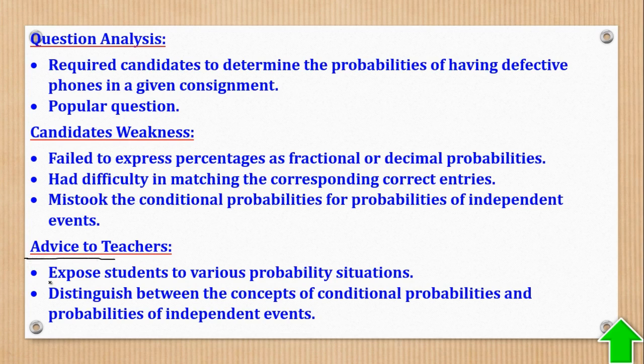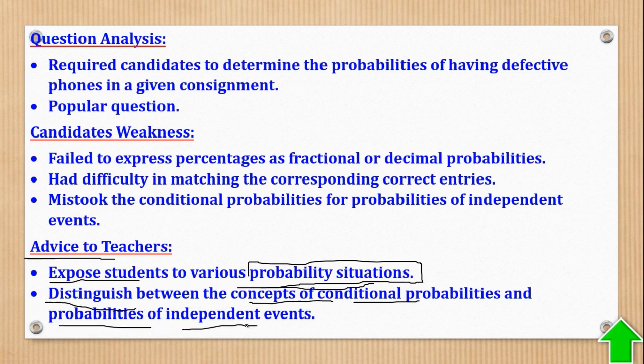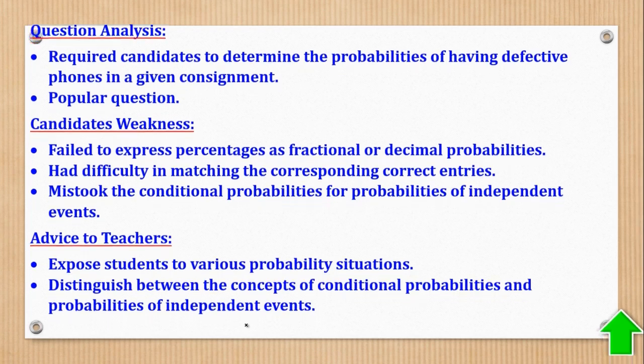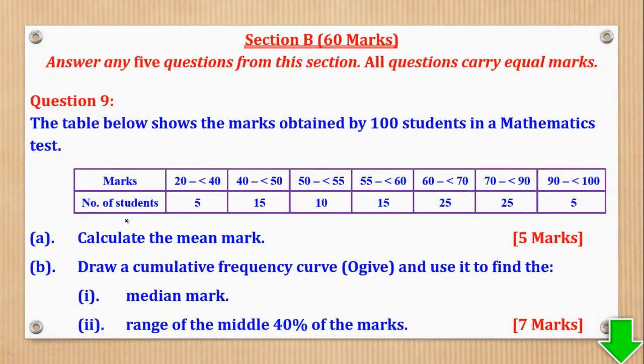The advice to teachers is that teachers should expose students to various probability situations. All those ones: independent, mutually exclusive, exhaustive, or unconditional. The students should be able to do a lot of worked examples for them to master. Also teachers should distinguish between the concepts of conditional probabilities and probabilities of independent events. So that was section A. Now we shall go to section B.